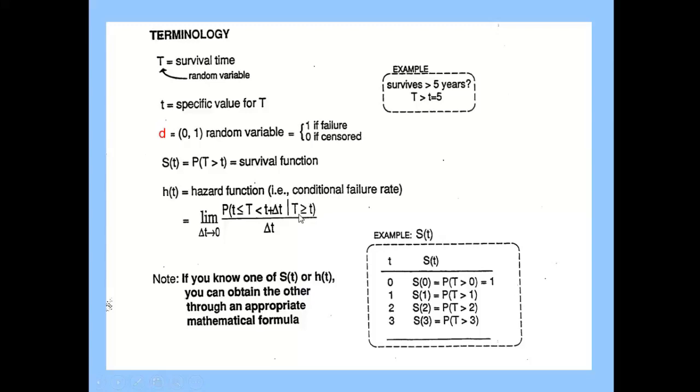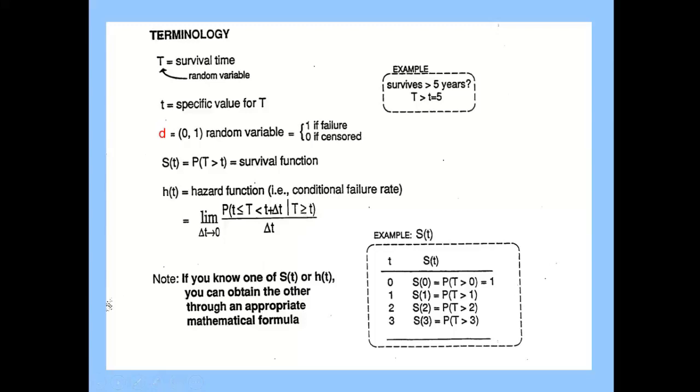So what does this say? We won't look at the denominator yet, but look, what does this say? What's the probability that a person's survival time is between a specific time t and time t plus a little bit further, a little bit after time t? What's the probability that somebody failed in this interval between time t and t plus delta t? That's what that says.